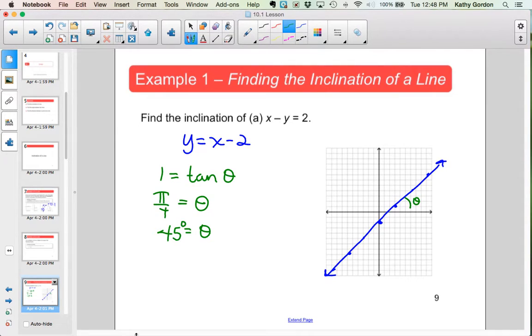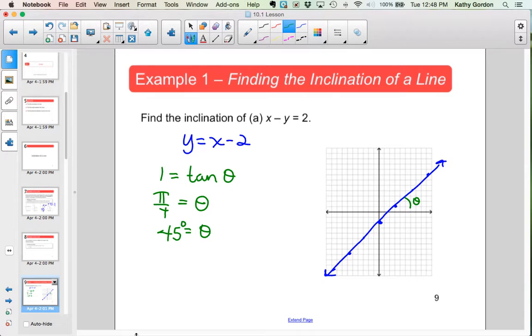How'd Jonathan get that so quick? I didn't even see him push any buttons. He doesn't even have a calculator out. Worked it out already. Unit circle, right?